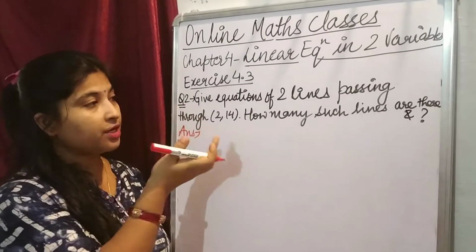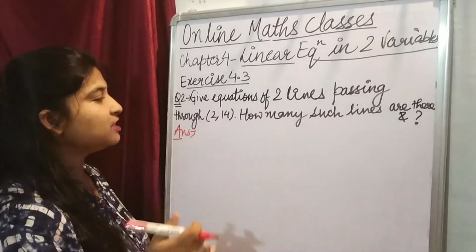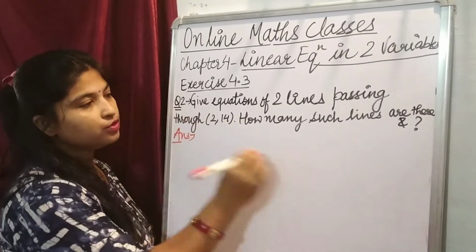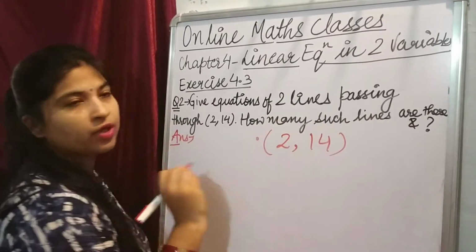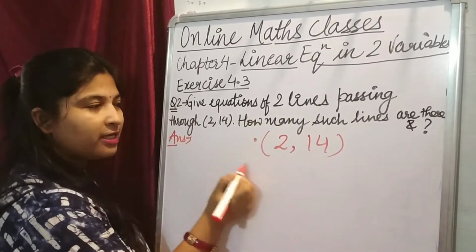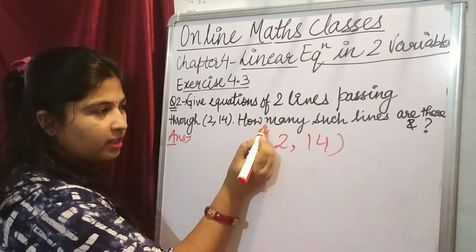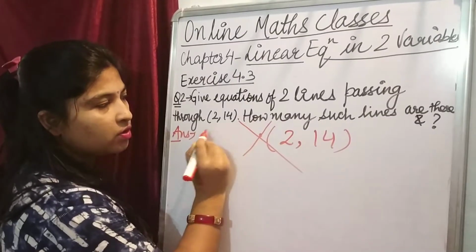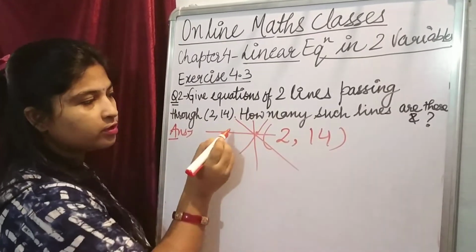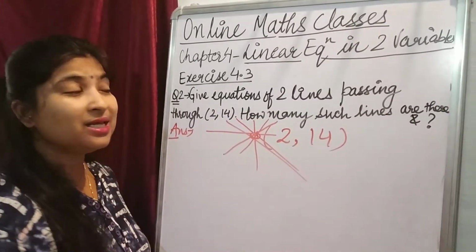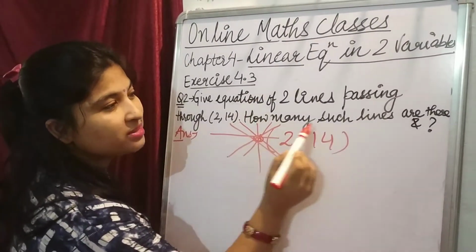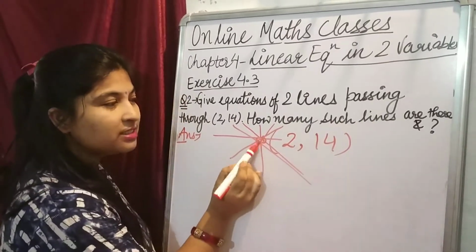Yes, students, see the second question. Give equation of two lines passing through. We have to give the equation of two lines which is passing through this point. If I have to find the line passing through this point, can you see that? How many lines can I draw? First of all, tell me. Yes, there can be so many lines. So the last answer, how many such lines are there? So how many lines can be there?